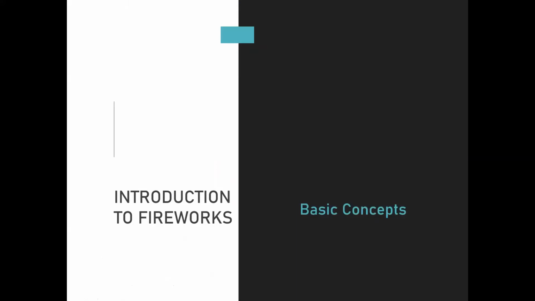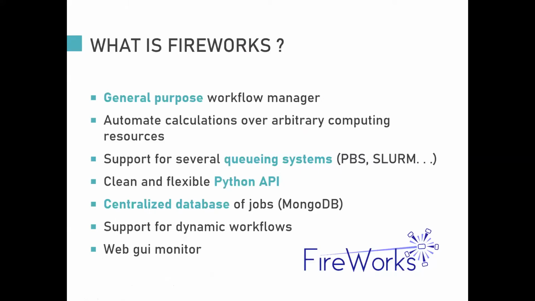So I will start with the basic concepts. So first, what is FireWorks? As I said, it's a general purpose workflow manager. There is nothing about a periodic table or an atom or a molecule or a material in there. Okay, it can be used to automate calculations over arbitrary computing resources. Of course, it supports several queuing systems, among which the most common ones, let's say PBS and Slurm. It has a clean and flexible Python API.